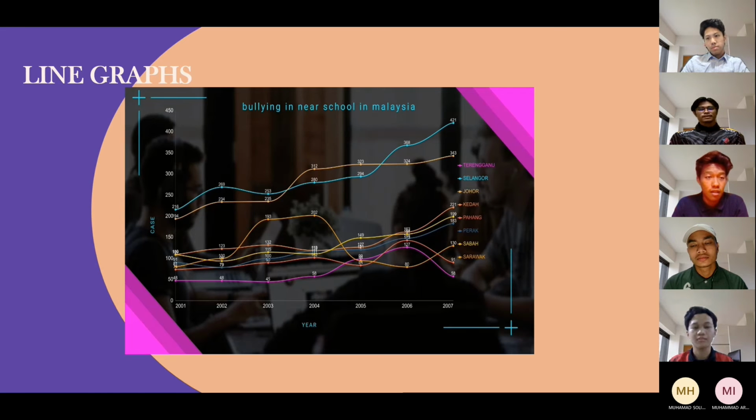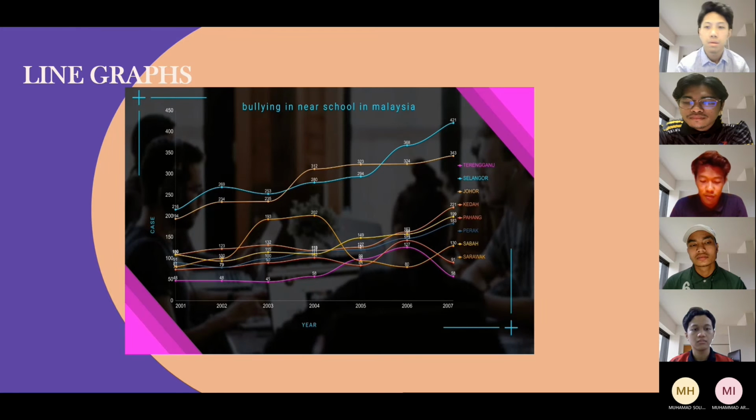Right, this is a line graph about bullying in schools in Malaysia. For the vertical axis, the number of cases recorded from year to year based on the state in Malaysia. For the horizontal axis, the number of years for the record of bullying cases.